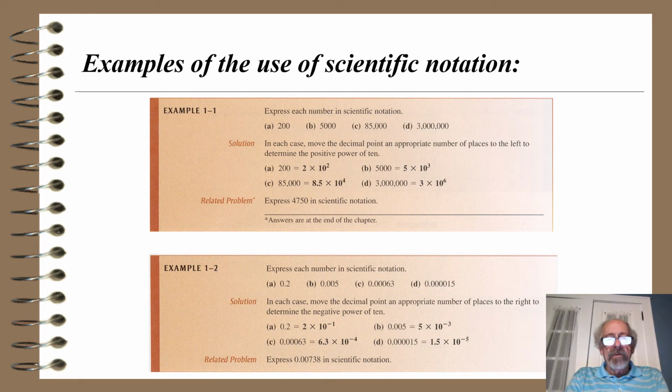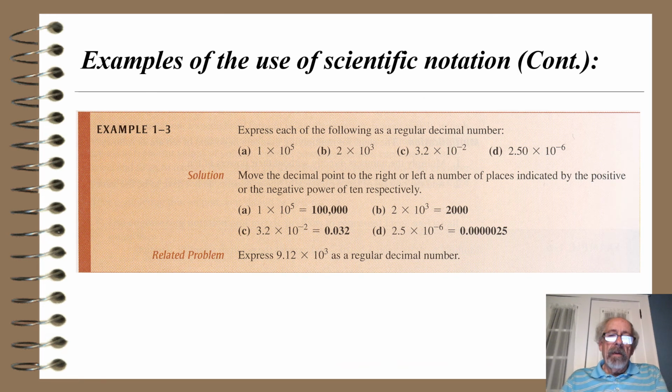So here's some examples of the use of scientific notation. If you haven't done any of these recently, maybe you want to review this. If this is stuff that you know, you can skip over this. Here's another example. Again, if you are comfortable with this, you can skip over. If not, you want to take a look at the examples, just to make sure you know what's going on.